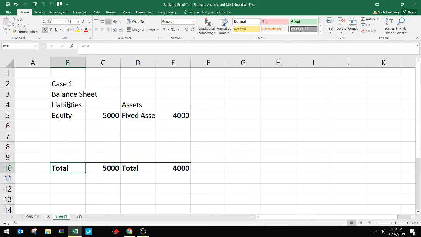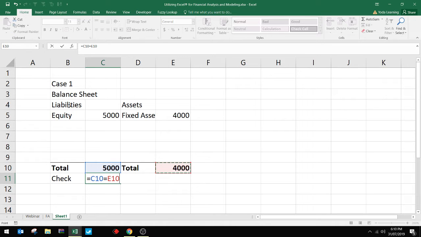Now that we have the total, in cell B11 type equal to. You are just supposed to write the word check, and in C11 you type in equal to, C10 equal to E10. Now this clearly states that our balance sheet is not tallying because we have equity, that's our own money, worth 5,000. With that we bought an asset worth 4,000.